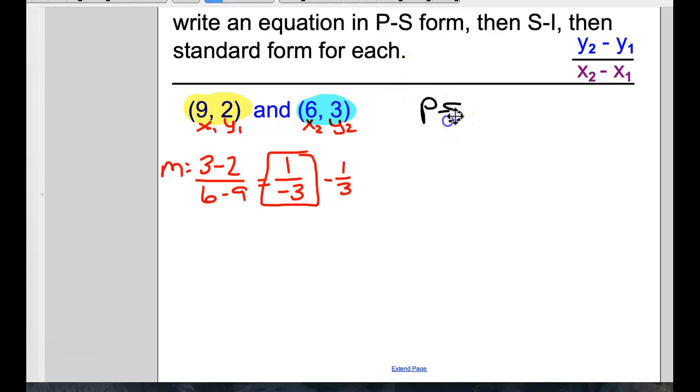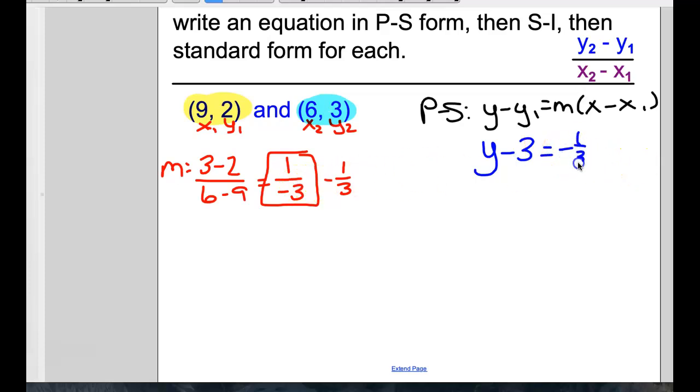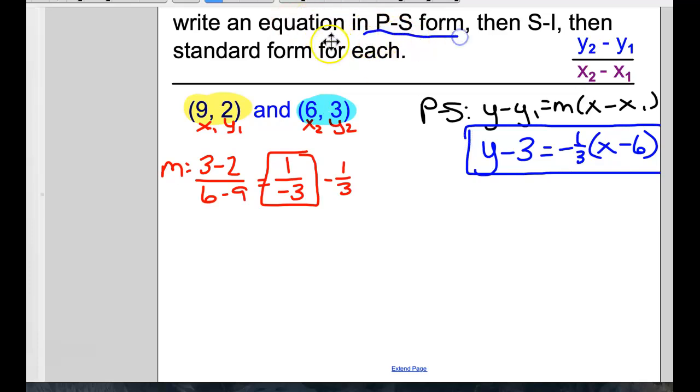So my point-slope formula, I'm going to put up top: y minus my y1 equals slope times x minus my x1. I'm going to go ahead and plug in. I'm going to use this set, (6, 3). When I plug it into my point-slope, it's going to look like this: y minus 3 equals my slope, negative 1/3, times the parentheses of x minus 6. So then I have my point-slope equation. That's the second answer that we need. I did the slope in the beginning, that was the first answer we need.